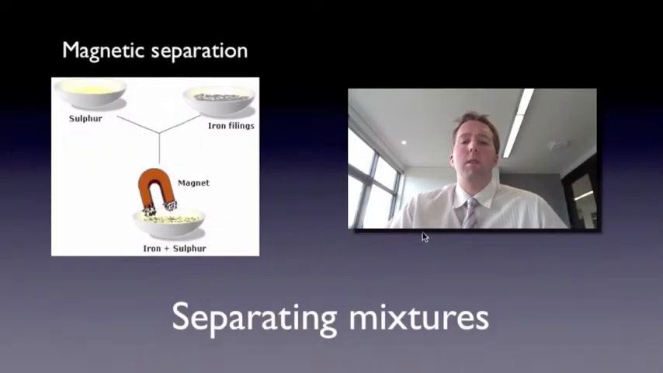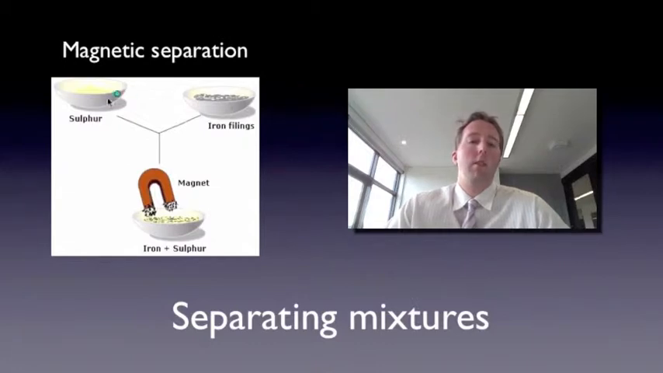Now, when chemists have mixed materials together, or they find some materials that are mixed, often they want to separate those mixtures again. And there's a few ways to separate mixtures. So a good example I've got here, or the first example I'll talk about, is magnetic separation.